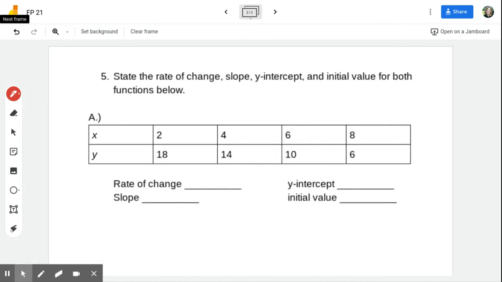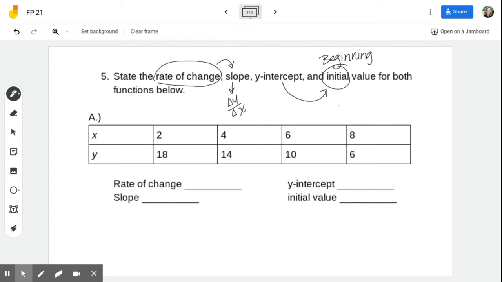Okay, let's do this one. We've got, let me change here. State the rate of change, slope, y-intercept, and initial value for both. First of all, initial is another word for beginning. And when we talk about a y-intercept, we know that's where it crosses the y-axis. The slope is the change in y over the change in x, right? It's the rise over the run. And rate of change is exactly the same thing as slope. Y-intercept is exactly the same thing as initial value.